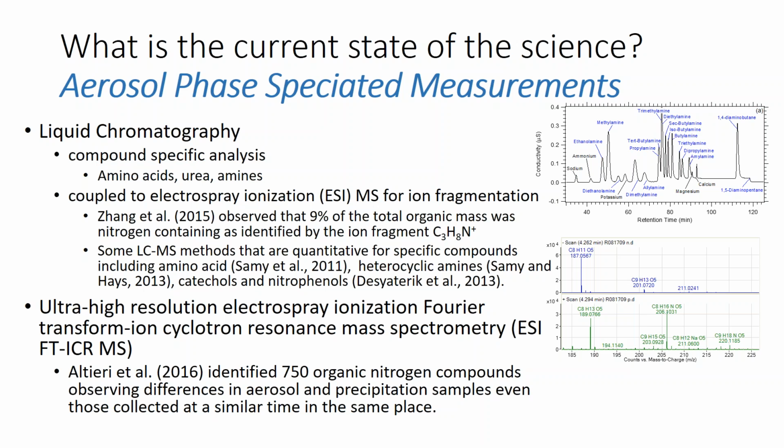The Altieri paper that I mentioned before for the precipitation samples, where they got all the elemental formula, uses ultra high resolution electrospray ionization, Fourier transform ion cyclotron resonance mass spectrometry. So that's pretty fancy and expensive, but they can identify lots of different types of organic compounds. And they do see differences in aerosol and precipitation. They don't have the exact structures, but they do have the formula, so that provides at least some information that is useful.